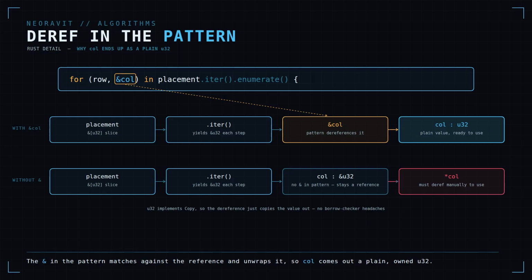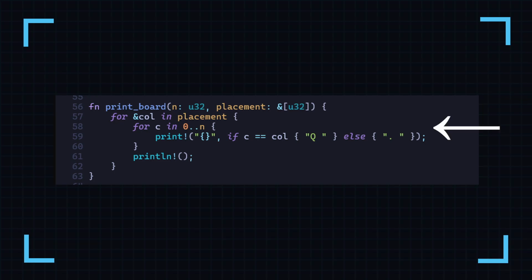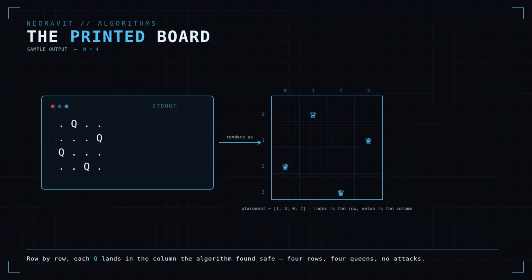Since placement is a slice, iterating over it yields an &u32 reference. The & in the pattern dereferences each one automatically, so column is a plain u32. The inner loop goes over every column in the current row, and if n is equal to 4, c counts up to 3. If c ends up being a queen square, it will print Q in the square. Otherwise, it's just going to print a dot. So the final output for n equals 4 is going to look something like this.